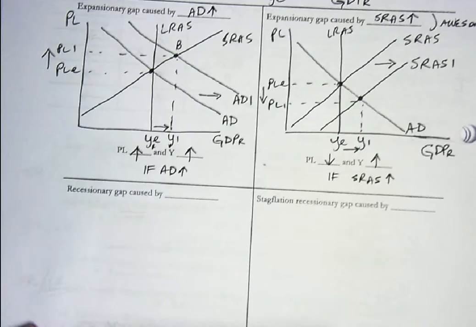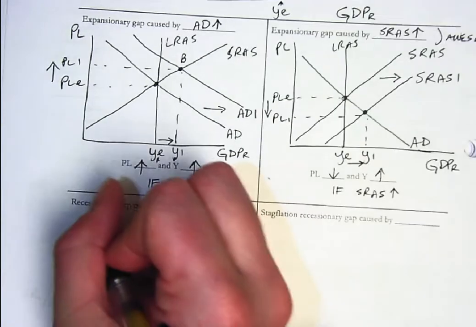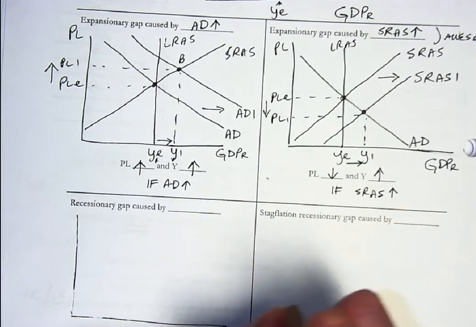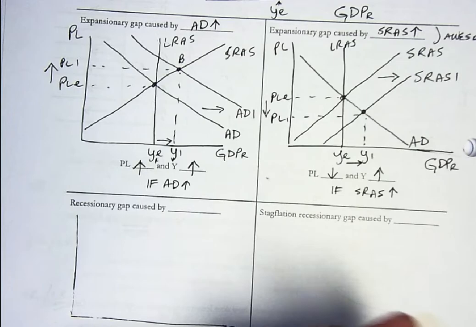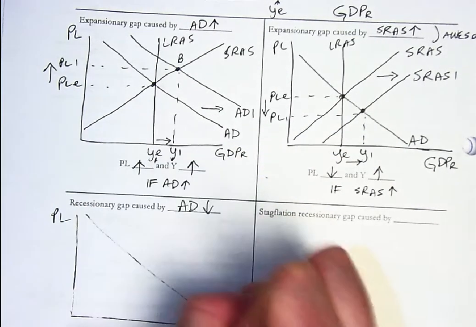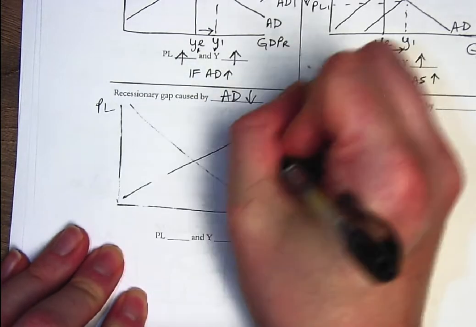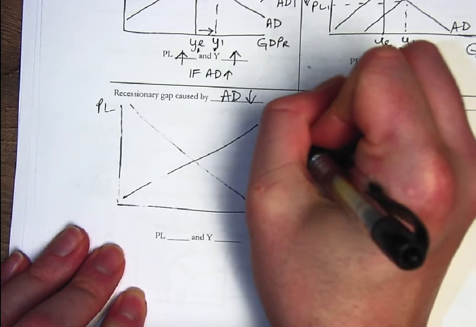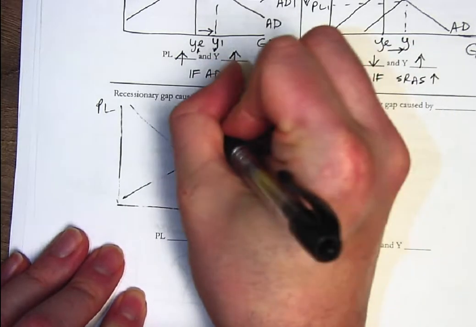Now let's take a look at recessions. So we're going to say the first recession that we're going to deal with is happening because aggregate demand went down, okay? Caused by aggregate demand decreasing. So my pen's starting to run out on me. Hopefully you can see that. Aggregate demand, short-run aggregate supply, and LRAS.